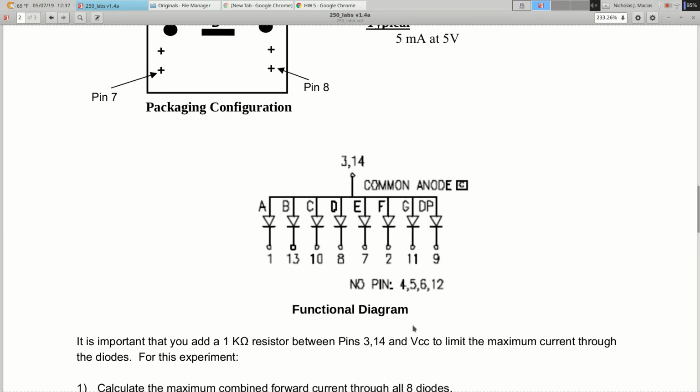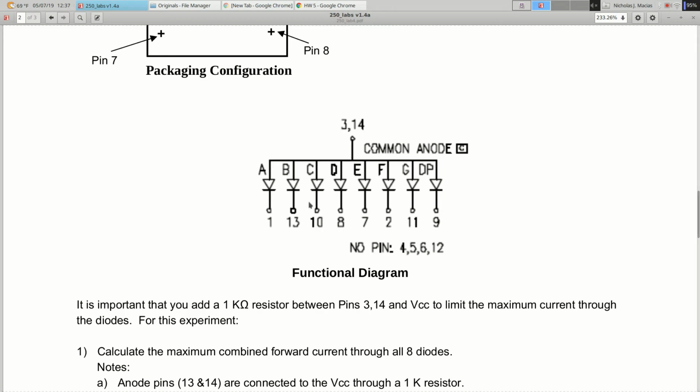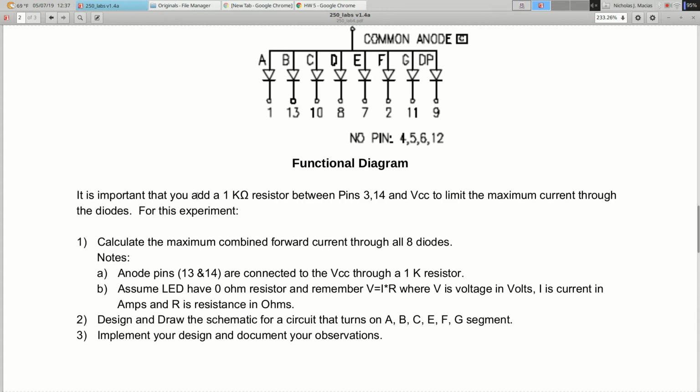This is what it looks like internally. So power gets connected to both pins 3 and 14 through a 1K resistor. And then if any of these pins, 1, 13, 10, etc., get tied to ground, you have current coming from VCC through your resistor, through the corresponding LED into ground, and that LED will light up. So you always take 3 and 14, connect them through a 1K resistor to power. And then, depending on which, if any, of these pins you connect to ground, different LEDs will illuminate. Note it's important to add a 1K resistor between pins 3, 14, and VCC.